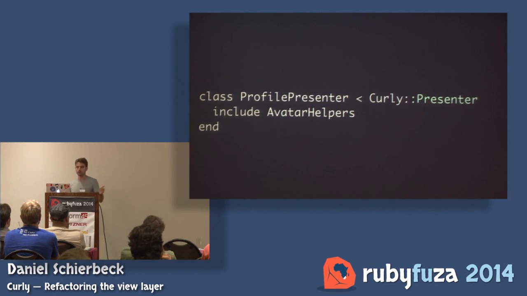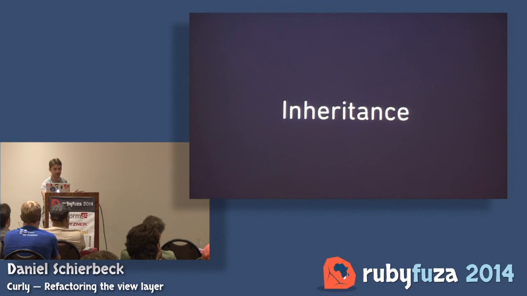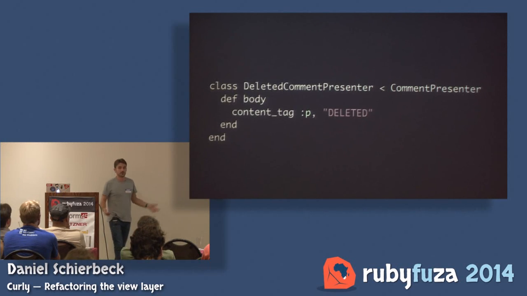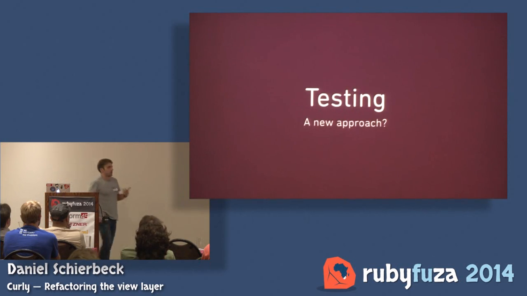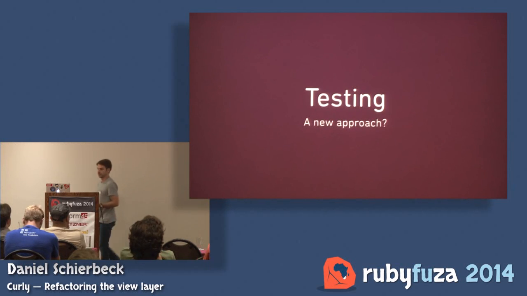It's just completely normal Ruby. So you can use private methods. It's actually really nice when you can break up a lot of view-related code into small private methods. You can even use inheritance if you want to. It's like an example of subclassing a base presenter, overriding a method, changing what it does. More importantly though, we saw that our approach to testing could change dramatically when we introduced Curly.